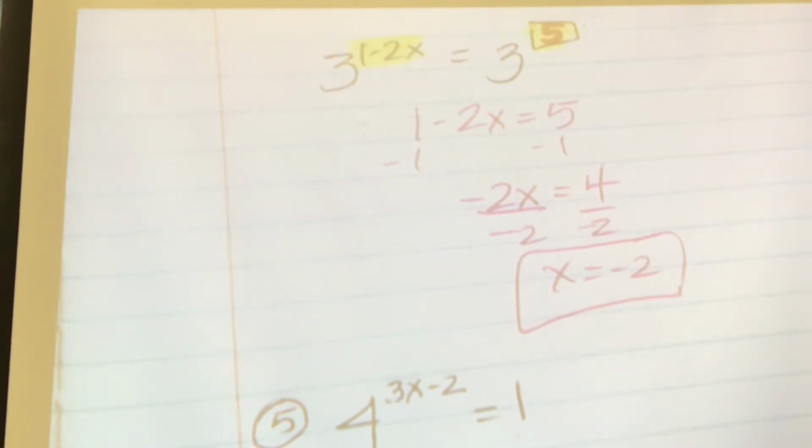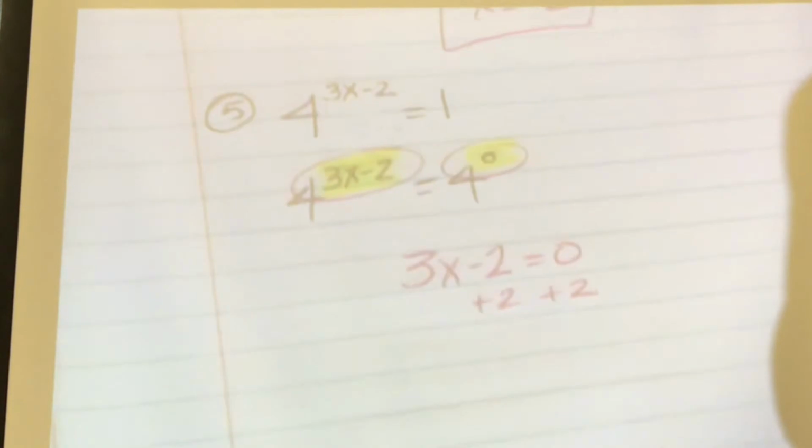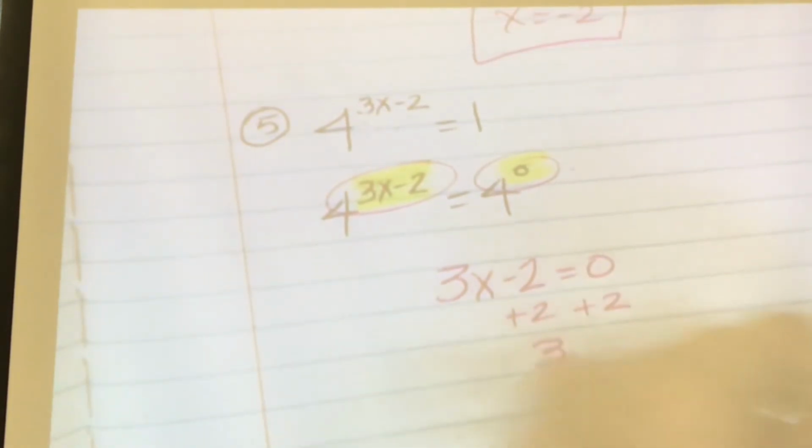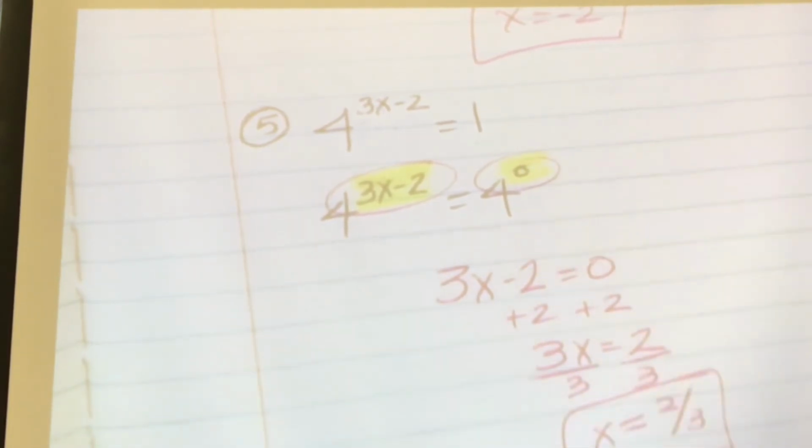My bases are the same, so I'm now going to focus on my exponents. I'm going to set these equal to each other, and I have 3x minus 2 equaling 0. I'm going to add 2 to both sides. So I get 3x equals 2. Divide both sides by 3. I get x equals 2/3. Let's try number 7.